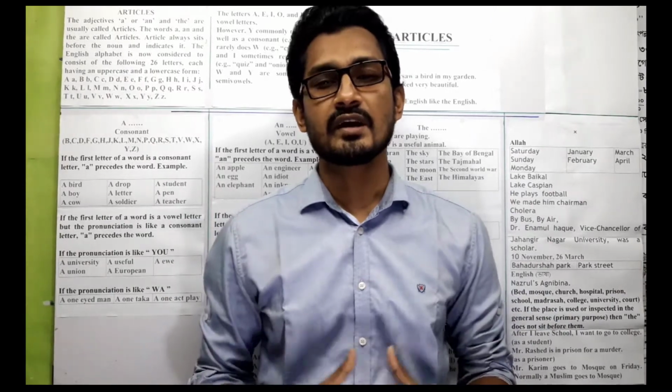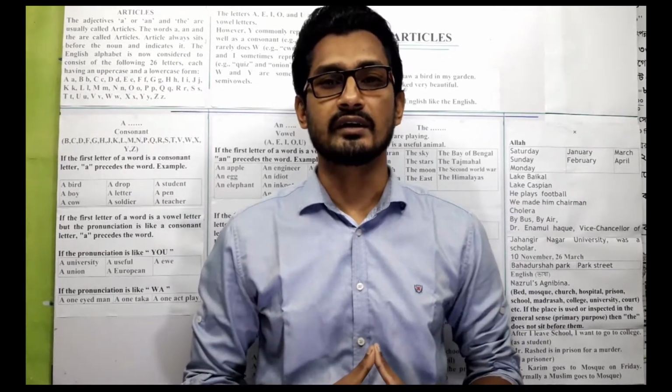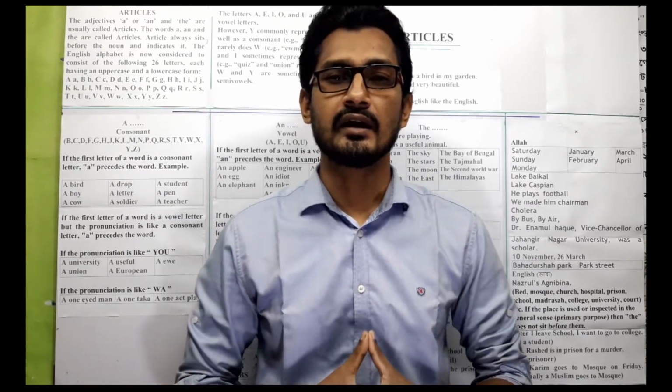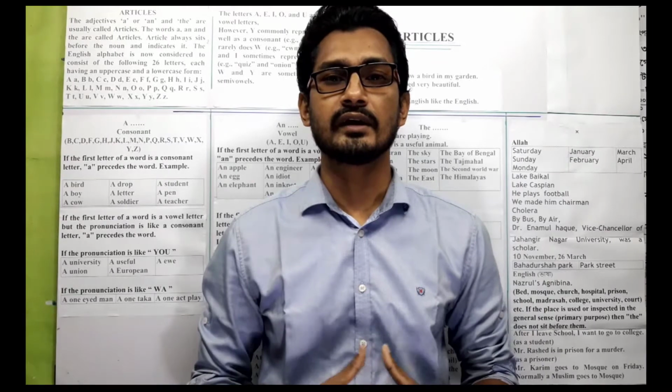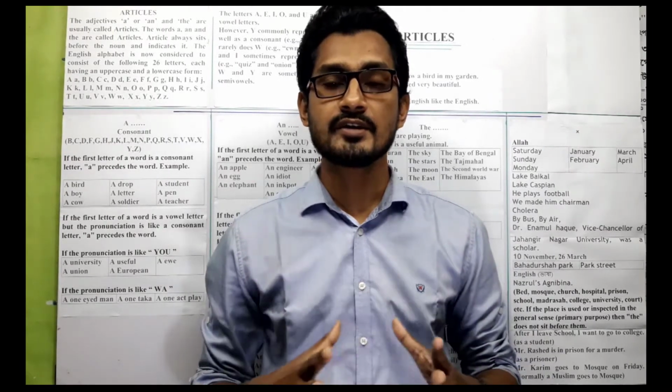The adjectives a, an, and the are usually called articles. In short, the words a, an, and the are called articles. An article always sits before the noun and indicates it. Notice a funny thing, a very simple matter.